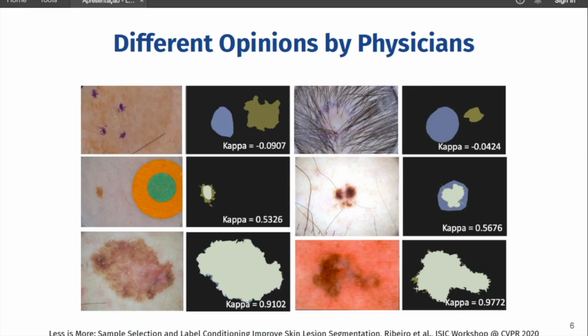In some cases, we have such a substantial disagreement that the Cohen-Kappa score is lower than if we had a random annotation, as you can see in the first row. The two annotators don't agree even on the location of the lesion in the image. In other cases, even though the specialists agree on the location, they disagree about the area corresponding to the lesion. In the third example, in the last row, the annotators only disagree on the border pixels. We can see that they substantially agree on the core of the lesion.